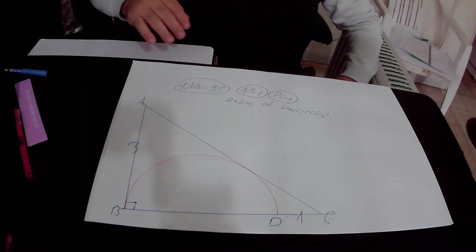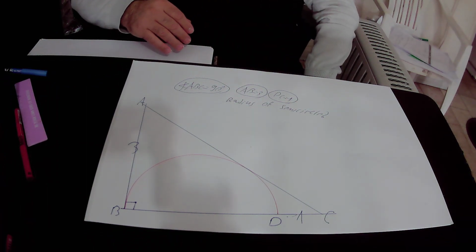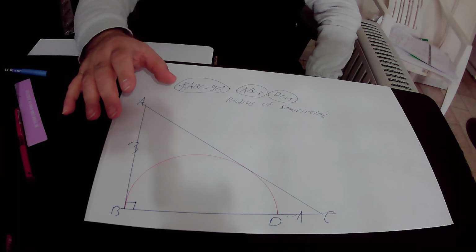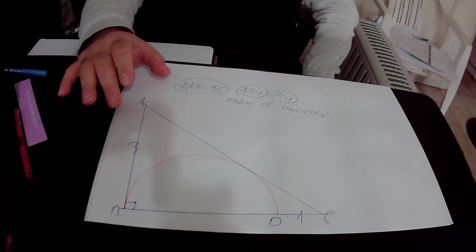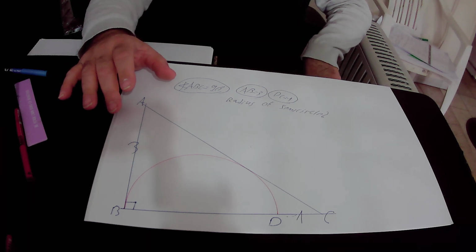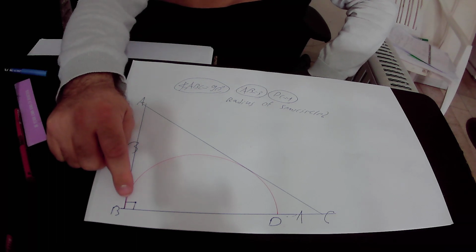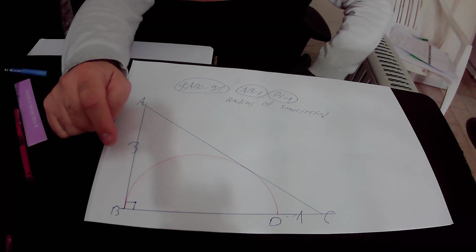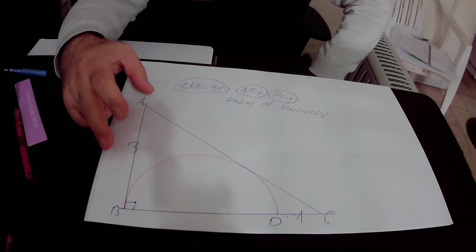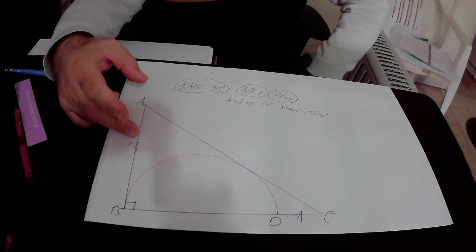Hello, in this lecture we will find out the radius of the red semicircle. In the drawing we have triangle ABC. Triangle ABC is a right triangle. Angle ABC equals 90 degrees. We also know that side AB of triangle ABC equals 3 units.